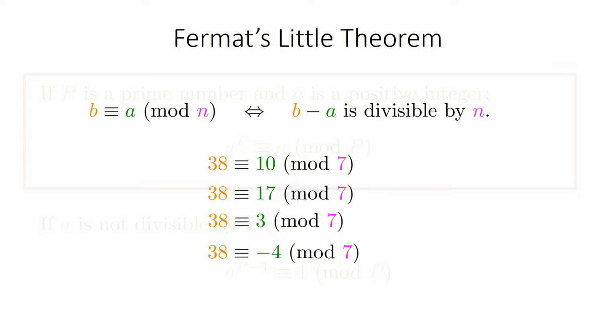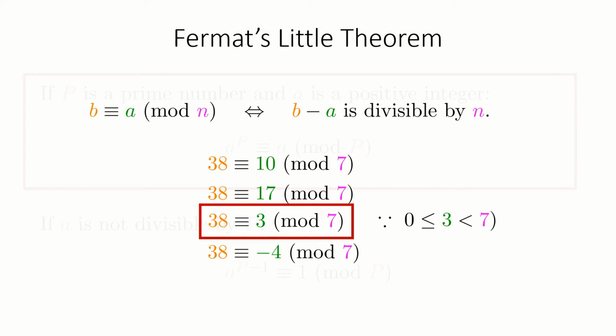38 is congruent to 10 modulo 7. 38 is also congruent to 17, 3 and minus 4 modulo 7. In fact, 38 is congruent to an infinite list of integers modulo 7. It does not mean that 10 or 17 is the remainder when 38 is divided by 7. The remainder is only the non-negative integer less than 7. In this case, the remainder is 3 when 38 is divided by 7.